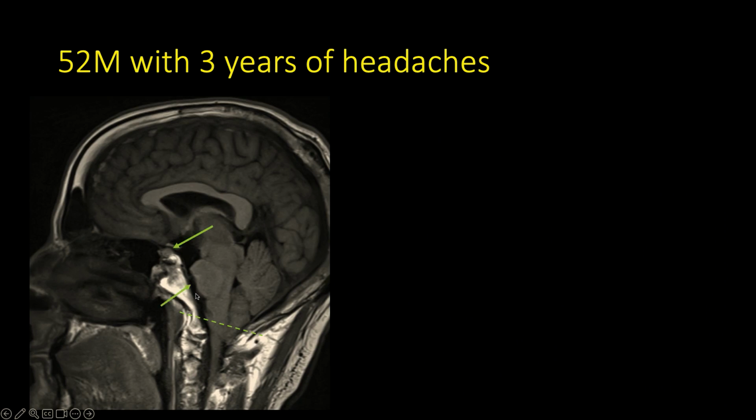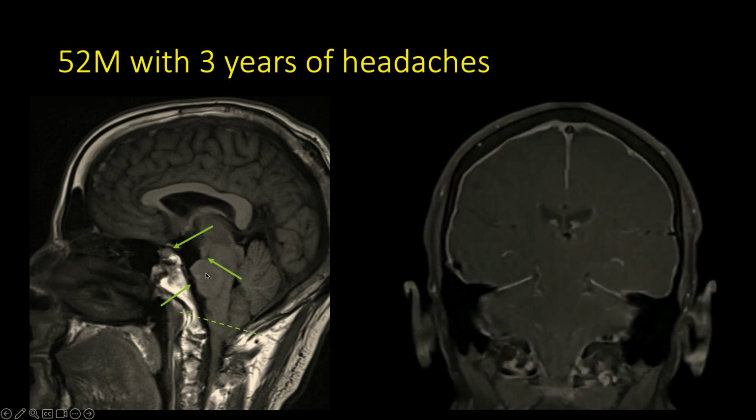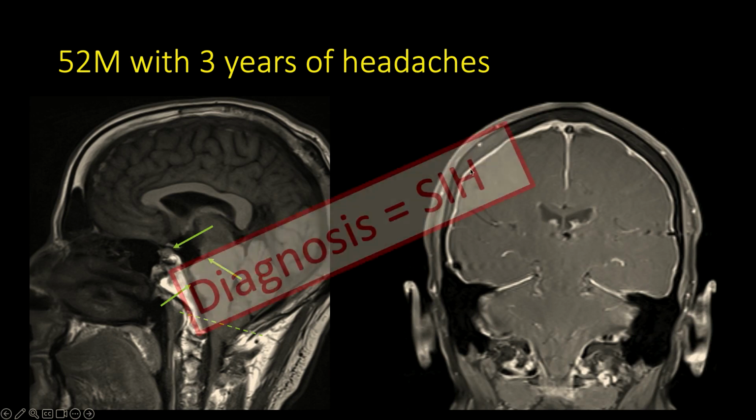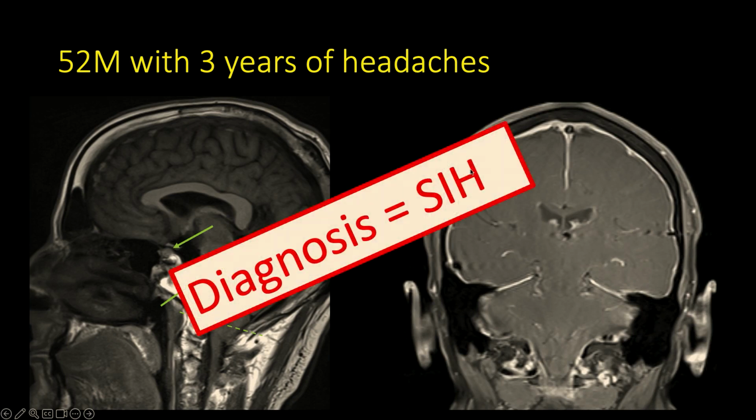Look at the pontine belly. It's flattened here from pressing on the clivus. And then look at the mammillopontine interval. The mammillary bodies are actually touching the top of the pons. And then we're going to look at our contrast images, and there's diffuse pachymeningeal thickening and enhancement. This is SIH. Please don't call this Chiari 1.